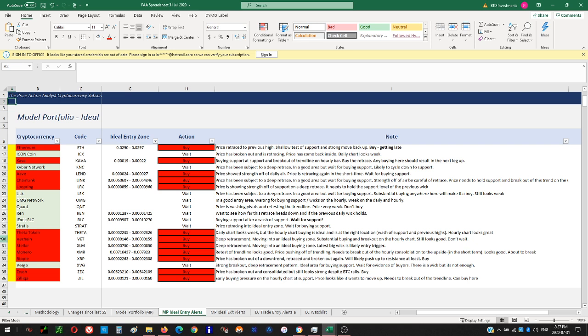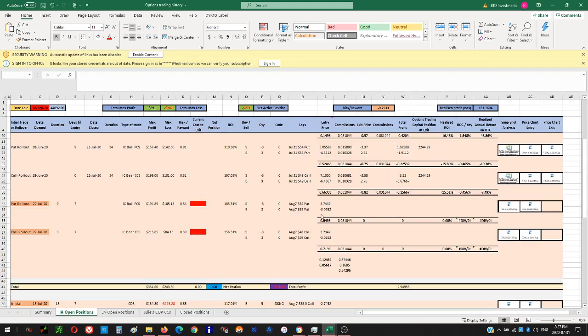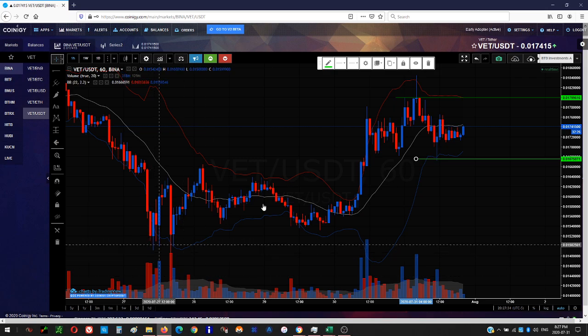VeChain, I think that got moved to a buy today. Still looks good, don't wait. So they're both buy recommendations. So the answer to both of those is yes. I'm not trying to discourage you from contacting me. It's just, look in the spreadsheet for that information first. And then if there's more information that you want that's not in there, by all means, send me an email. So hopefully that is helpful.